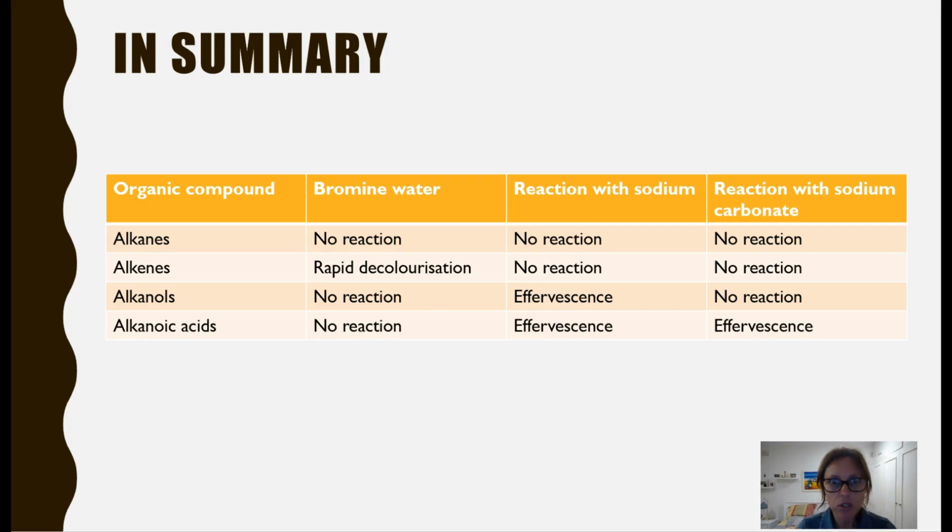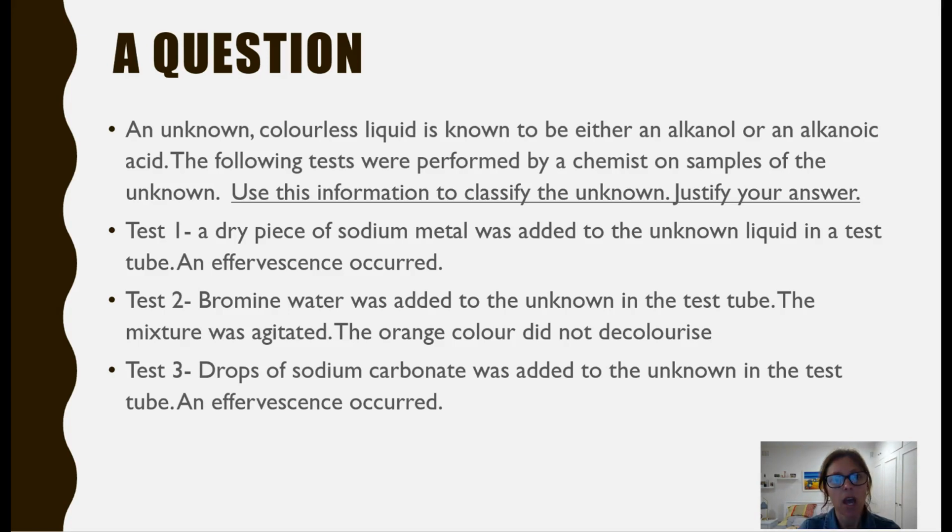So make some notes, tie all of these things together, and we will practice a few of those. But here's a question for you that I want you to have a go at, and I want you to bring to class in our next lesson and answer. So, an unknown colourless liquid is known to either be an alkanol or an alkanoic acid. So the following tests were performed, and you need to use this information and justify your answer. So you need to give reasons for your answer to support what you're saying.